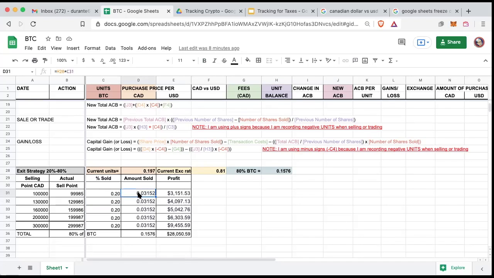Now here's the amount sold. Here's a calculation. It takes whatever's in H28 and multiplies it by C31. So H28 is the number of coins, my 80% of my coins, multiplied by whatever's in C31, and C31 is my 20%. So this is 20% of that. And here's my profits column. If I sell this number of coins at the sell point of 99,985, that will be my profits. It's just a calculation. It takes what's in D31, the number of coins, multiplied by what's in B31, which is the price that I'm selling at, and that's just my profits.